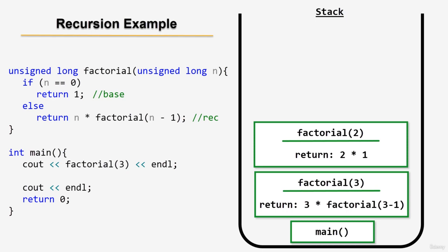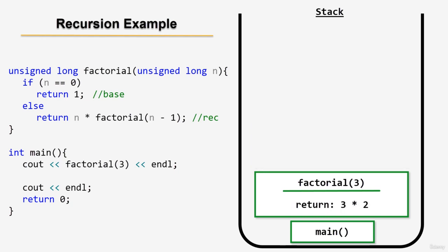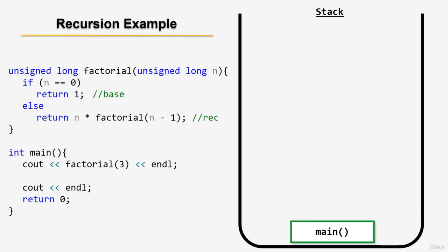Program execution will again return to the calling function, and that stack frame gets popped off of the stack. That function execution returned 2. So in the body of the function call that we have left here, we return 3 times 2. So we return 6, and program execution will once again move to the calling function, which in this case is main. And we print that out to the console in that cout statement.